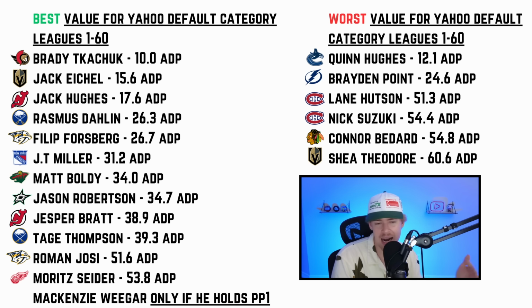Jason Robertson, again, I just think this is solid value. Jesper Bratt is solid value in all formats. He has some sneaky hit potential as well. Tage Thompson has the shot volume that you want, could put up 300 plus shots. I also think Roman Josi is solid value with the shot volume that he has.